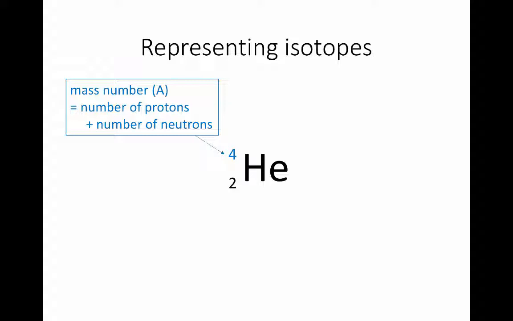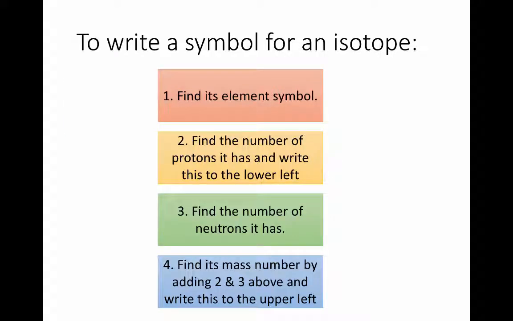Now we know that 2 of those are protons, and that means the remainder of them must be neutrons. So this is an isotope of helium that has 2 protons and 2 neutrons. Now, if you are asked to write a symbol for an isotope, it's fairly simple to do. There are 4 very simple steps.